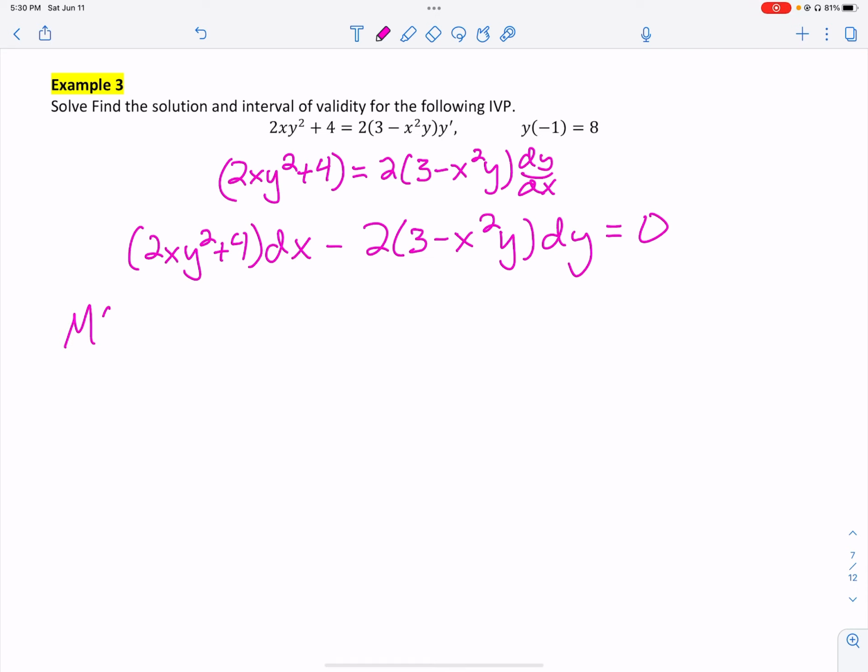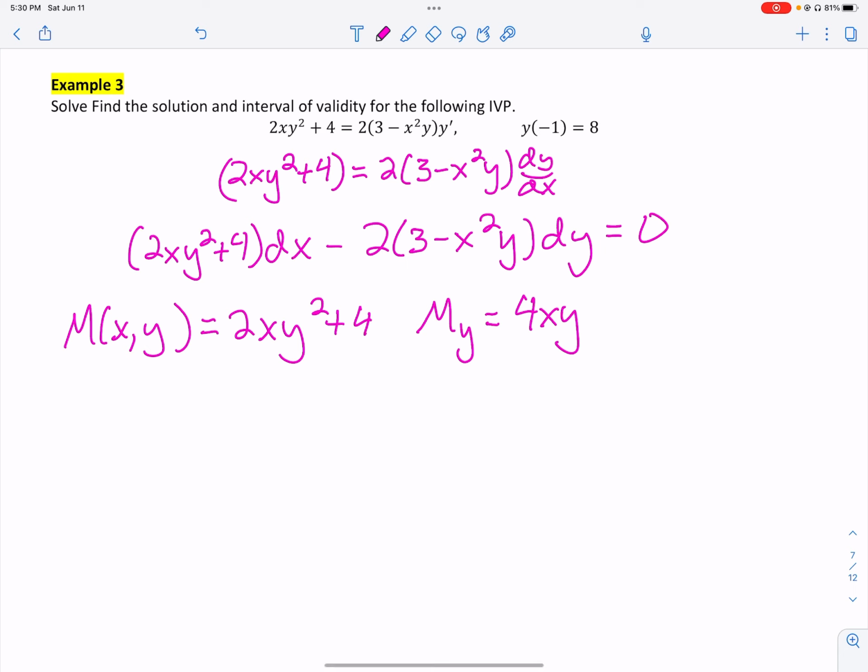So now we actually have two functions we're looking at. We have M(x,y), so we got 2xy squared plus 4. How I keep this straight is that was the one with the dx, so I would like to find the partial of the other, so y. The 2 comes down with the 2 there, and I get 4xy to the first. And then that's just a 4, it goes away. I also know the other function, and we take the sign with us. So it's going to be negative 2, 3 minus x squared y.